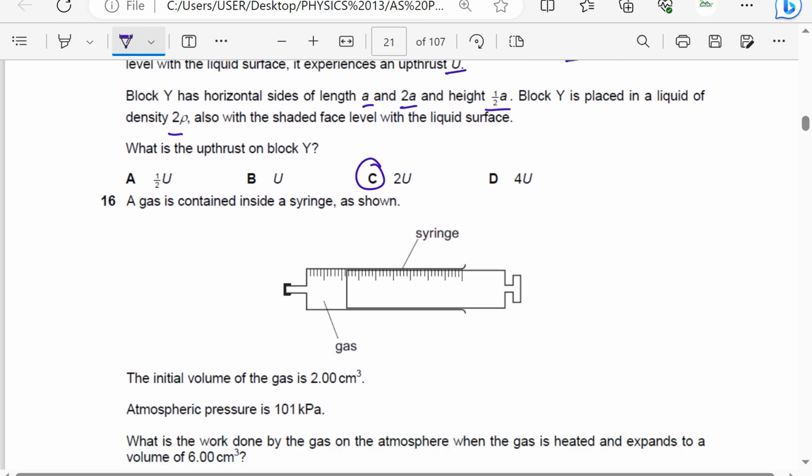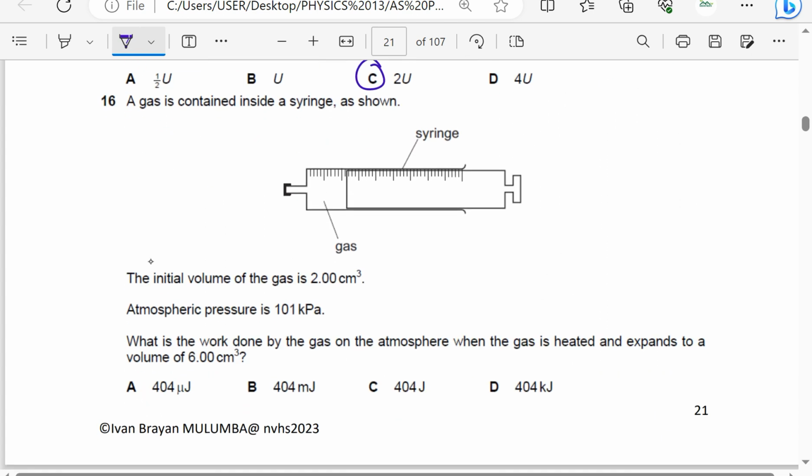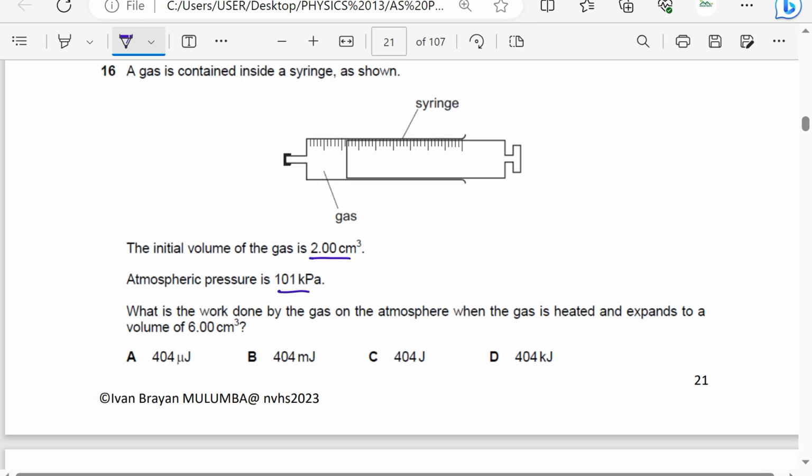A gas is contained inside a syringe as shown. The initial volume of the gas is 2 centimeters cubed. Atmospheric pressure is 101 kilopascals. What is the work done by the gas on the atmosphere when the gas is heated and expands to a volume of 6 centimeters cubed? Of course, we know that work done is equal to pressure times change in volume.